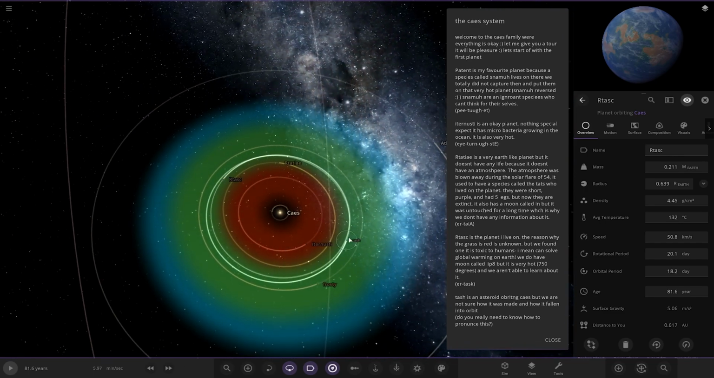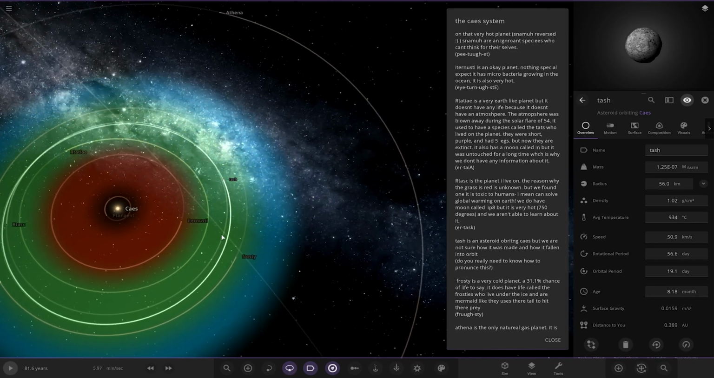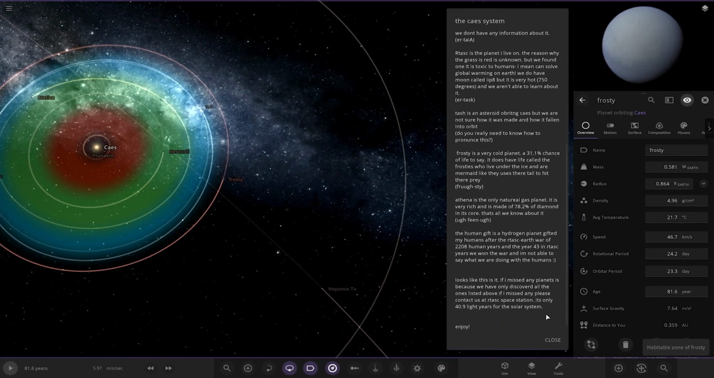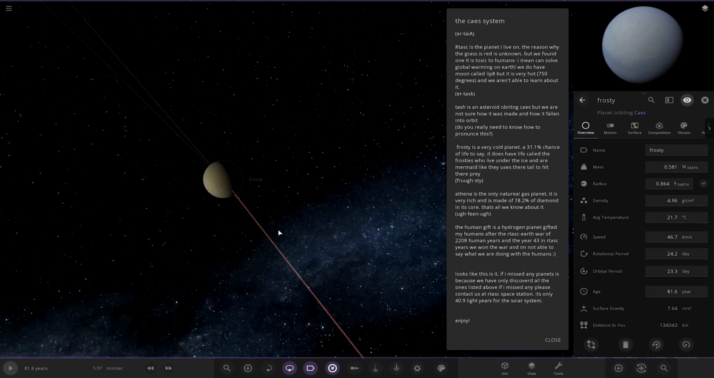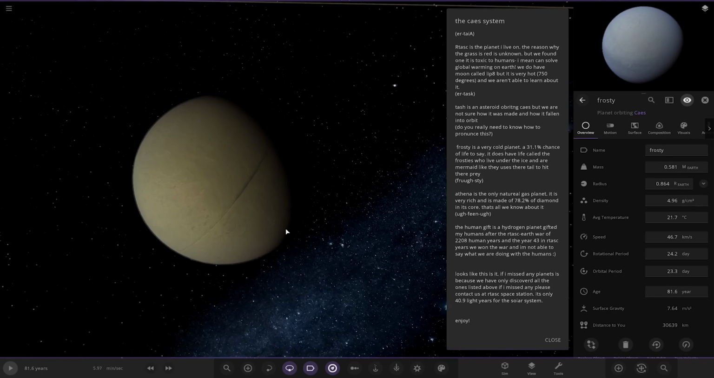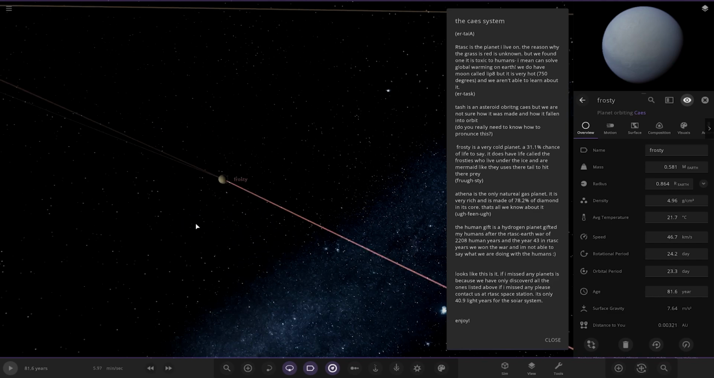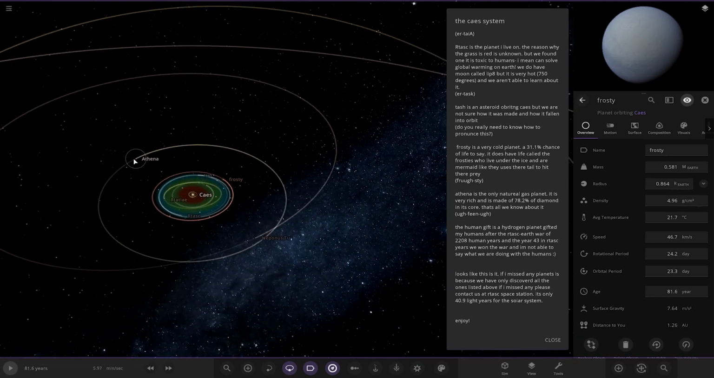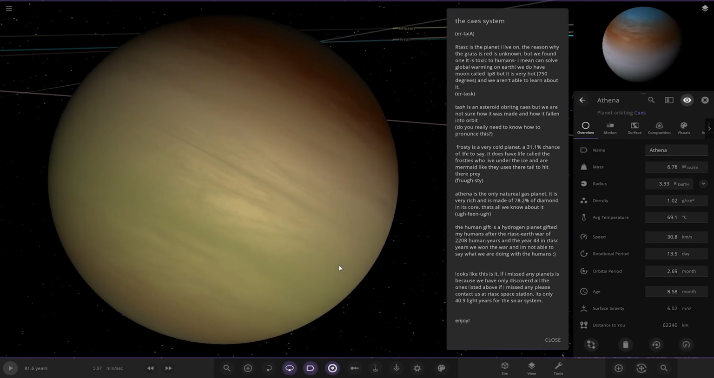Moving on, we've got Tash, an asteroid orbiting, but we are not sure how it was made or how it fell into orbit. Okay. Then we have Frosty, very cold planet. So, very cold planet, 31.1% chance of life. It does have life called the Frosties, who live under the ice and are mermaid-like. They use their tail to hit their prey. Okay. Next up, we've got Athena. The only natural gas giant. It is very rich and made of 78.2% of diamond in its core. Very nice.